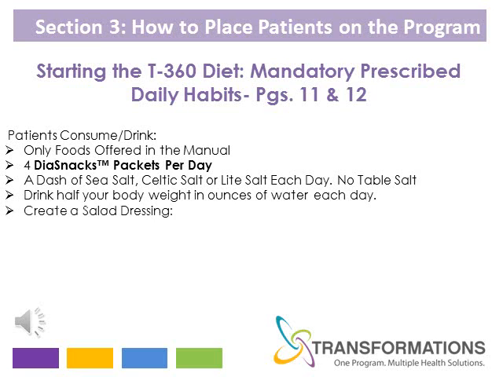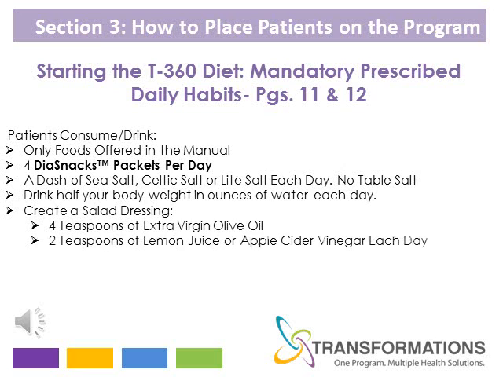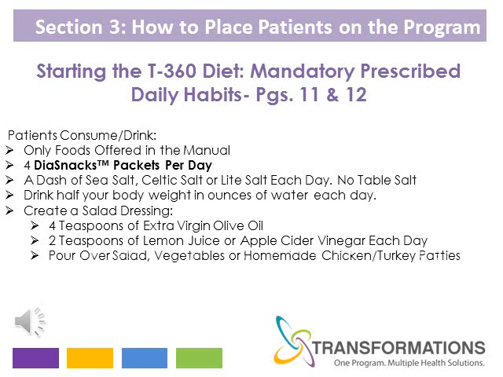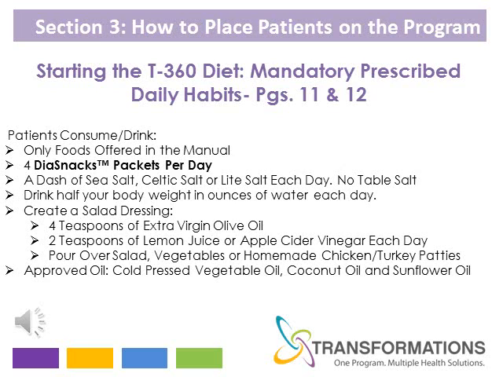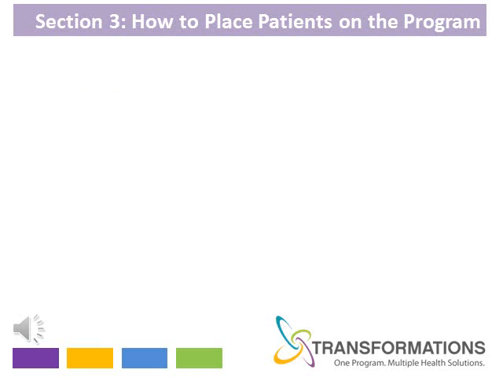Create a salad dressing with 4 teaspoons of extra virgin olive oil and 2 teaspoons of lemon or apple cider vinegar each day to pour over salad, vegetables, or homemade chicken or turkey patties. Approved oil is cold-pressed olive oil, vegetable oil, coconut oil, and sunflower oil. Fish oil may also be used.